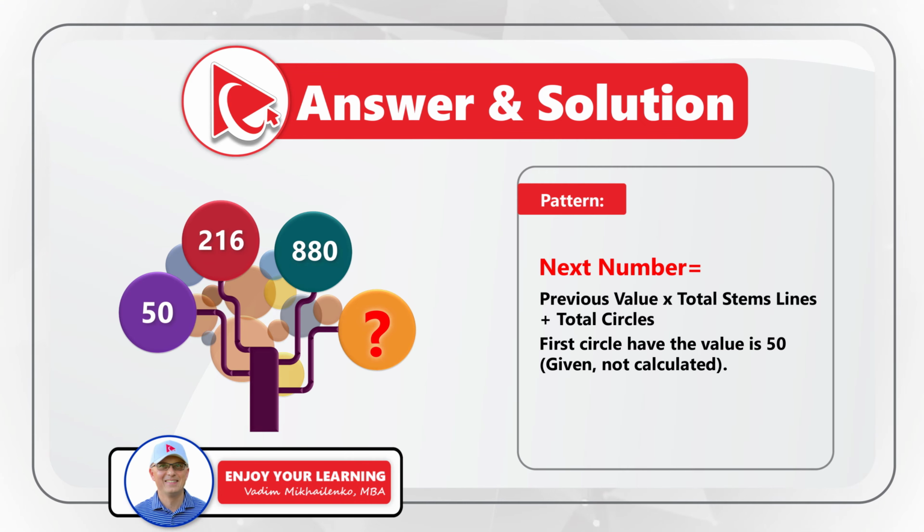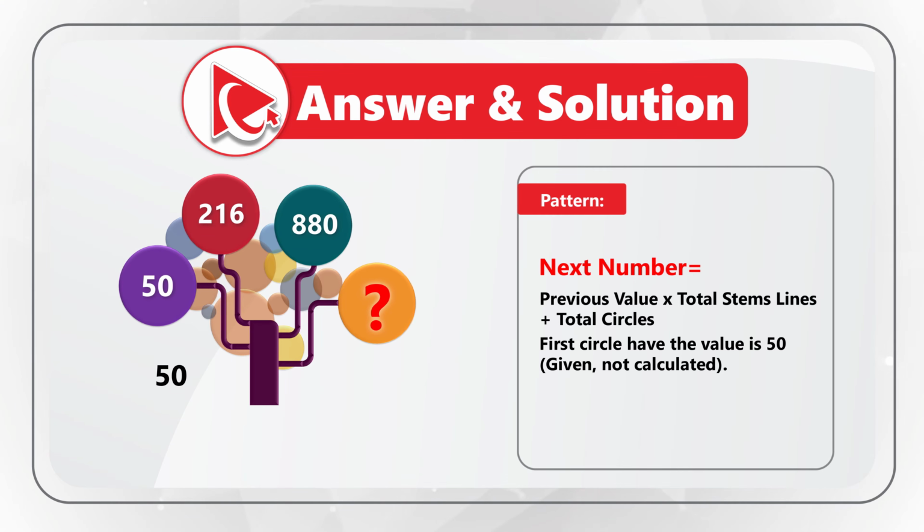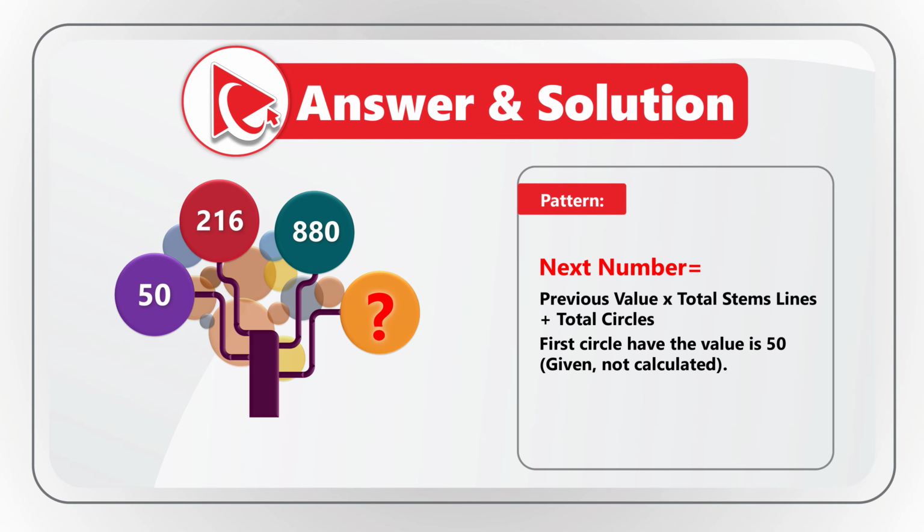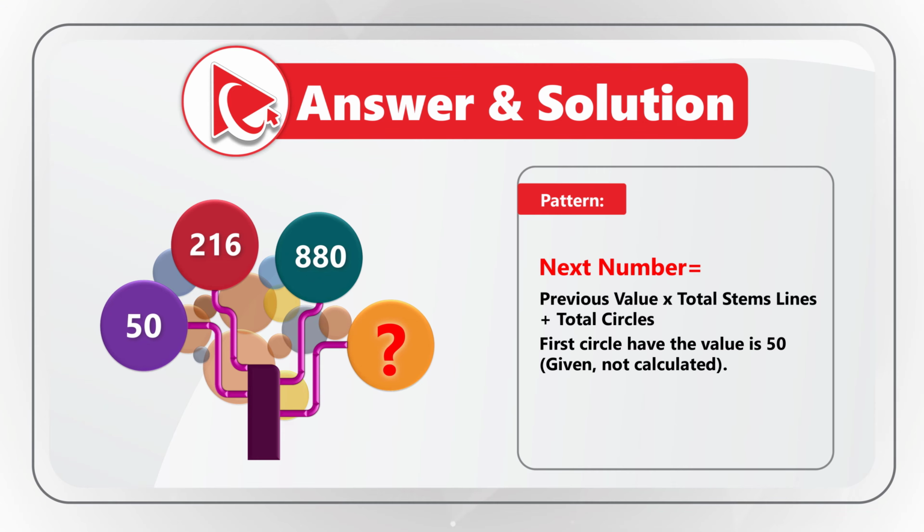The second number, though, is calculated: previous number 50 multiplied by 4 plus 16, and the result of this is 216. The third number is calculated as 216 multiplied by 4 plus 16 and equals 880. Now you might be wondering what is 4 and where it came from, and what is 16. The 4 is the number of stem lines in this structure. Let's count them: 1, 2, 3, and 4.